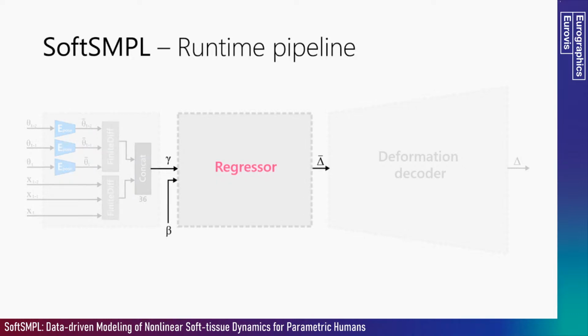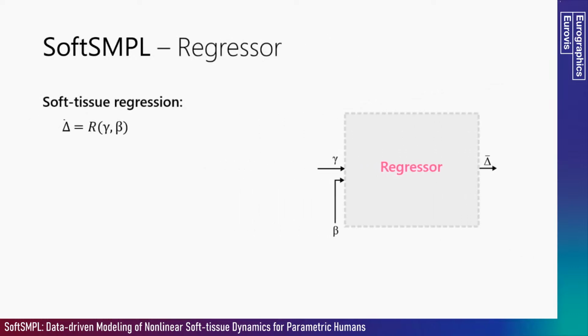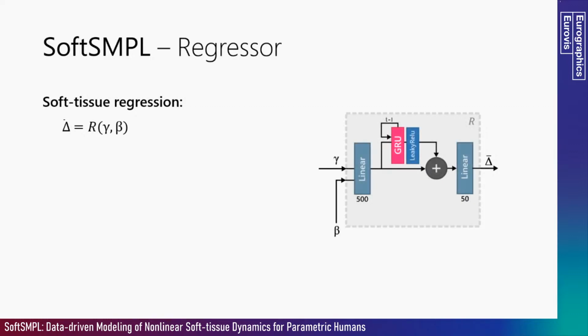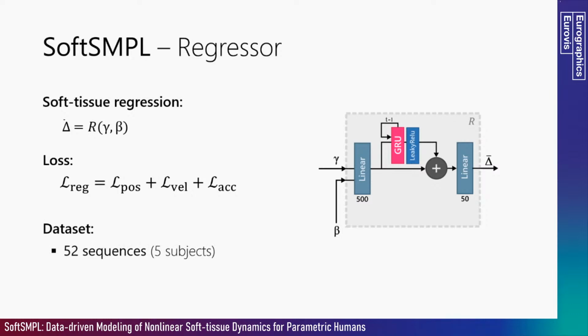The next step consists of using the vector gamma and the shape coefficient beta to predict the soft tissue deformation. We do so by training a regressor that has an architecture similar to those of residual networks. In order to account for dynamic effects that depend on previous inputs, we use a gated recurrent unit. During training, we optimize for position, velocities, and accelerations. Regarding the dataset, we have a total of 52 ground truth sequences from 5 subjects, but training on this data leads to overfitting.